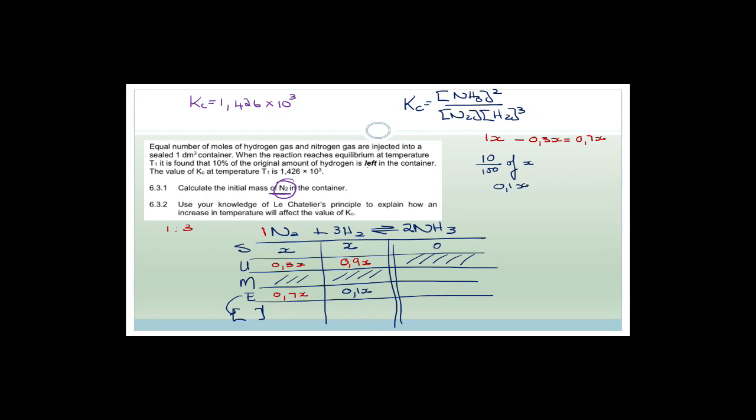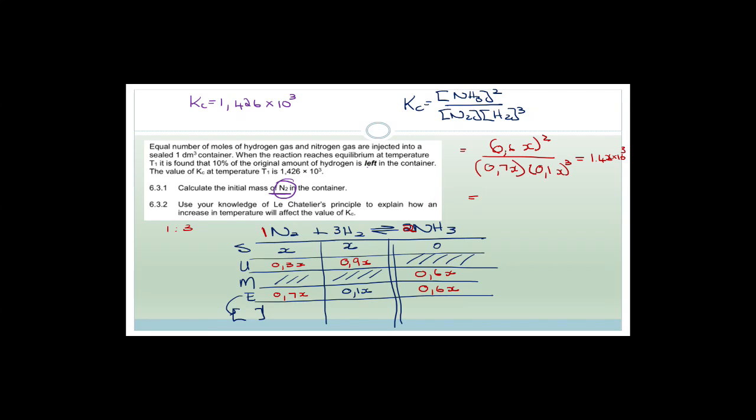Now, the ratio here is 1 to 2. So if I've used 0.3x, I must have made double that. So that's 0.6x, and that's what I'm going to have at equilibrium. Okay, so now I can shove this in my Kc. So let me just erase this, and we need to solve for x. So we've got NH3, which is squared, so it's 0.6x, all squared, over N2, which is 0.7x, multiplied by 0.1x cubed, is equal to 1.426 times 10 to the 3.